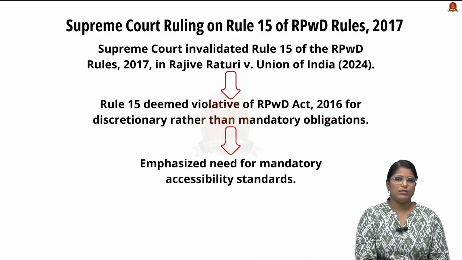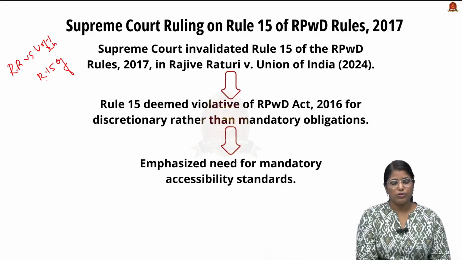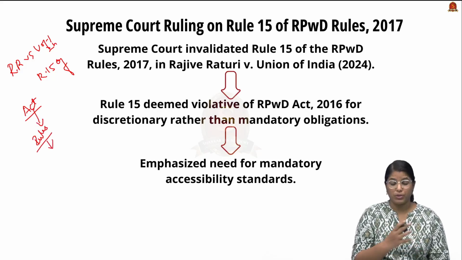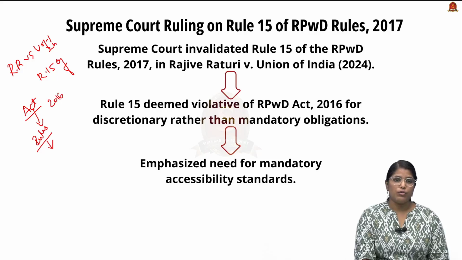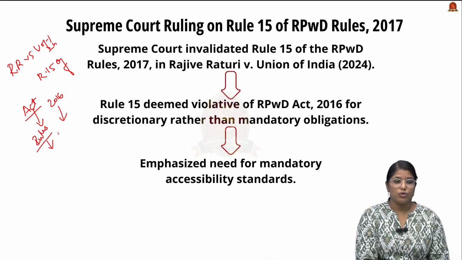So let's start with what this case is about. This Rajiv Ratturi versus Union of India case challenges rule number 15 of the Rights of Persons with Disabilities Rules, 2017. Here one important thing you have to note is that if there is an act, the act just gives the framework of how a particular thing is going to be enforced. But the executives will be making the rules, and these rules describe the procedural implementation of a particular thing. So this is how in 2016 the Rights of Persons with Disabilities Act was enacted. For this act, they made these rules in 2017.